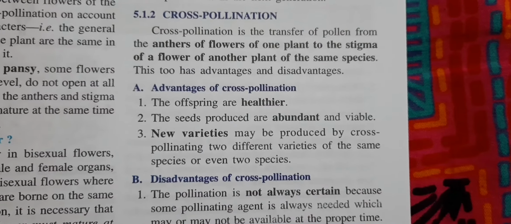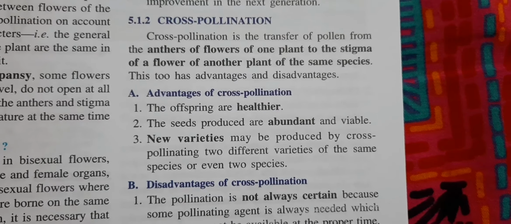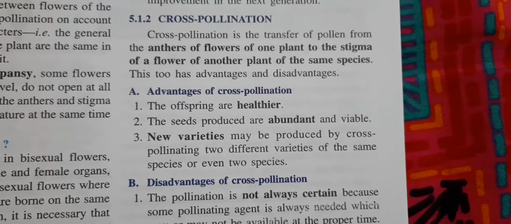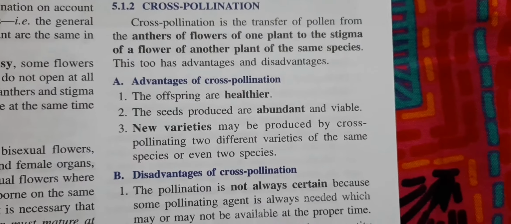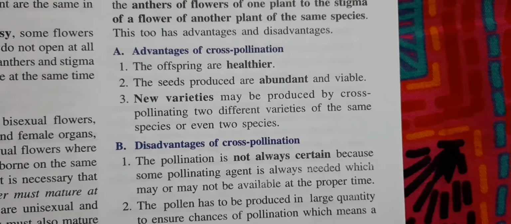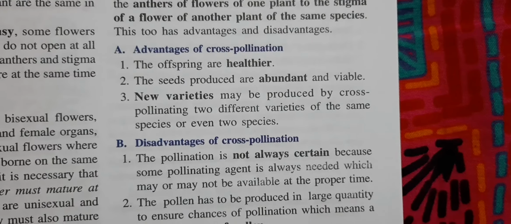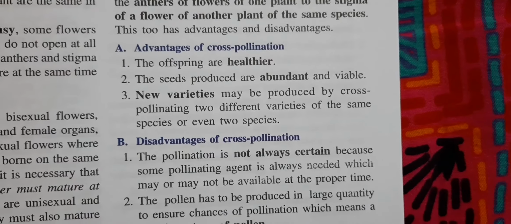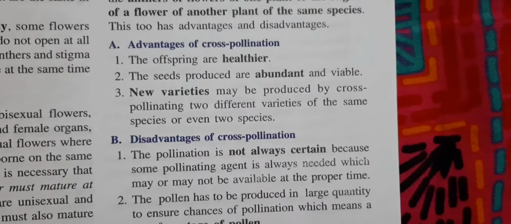We are coming to cross-pollination. Cross-pollination is the transfer of pollen grain from anthers of flowers of one plant to the stigma of the flower of another plant, but of the same species. So what are the advantages? The new offspring will be healthy, and the seeds produced are abundant and viable. And new varieties are formed because there is cross-pollination of two different varieties of the same species.